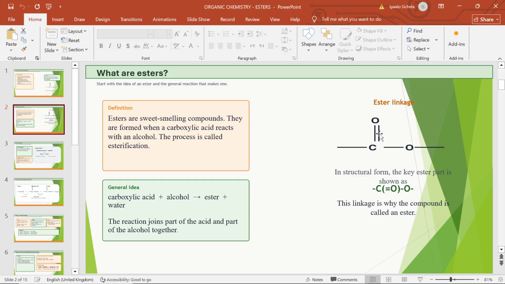So the ester linkage is this one here. It is COO. In between the carbon and the oxygen, there's a double bond. Don't forget, it is COO. So the linkage is why the compound is called an ester. The reason why we call these compounds esters is because they have an ester linkage. I hope that's clear.